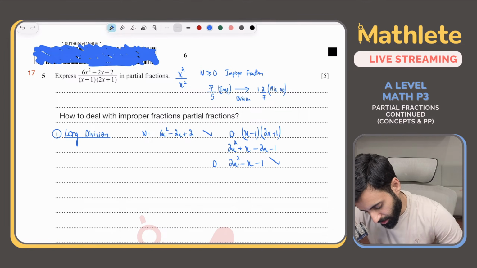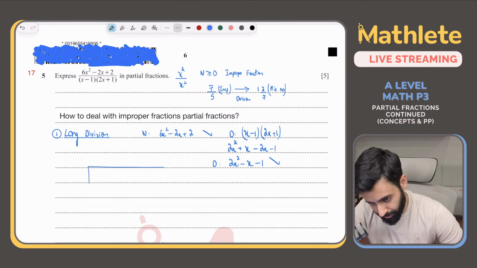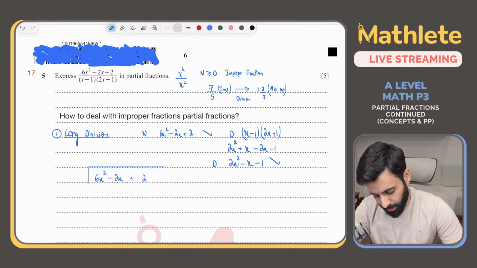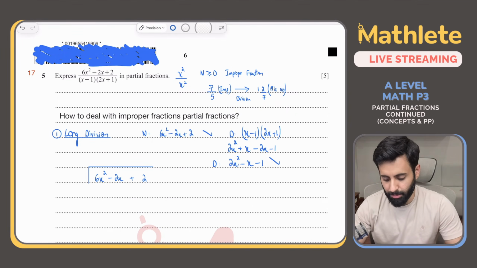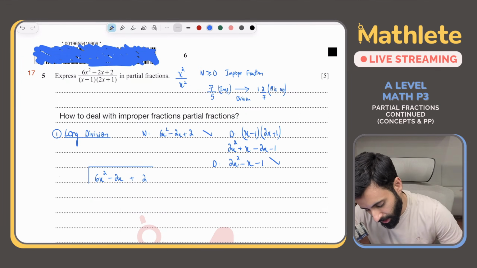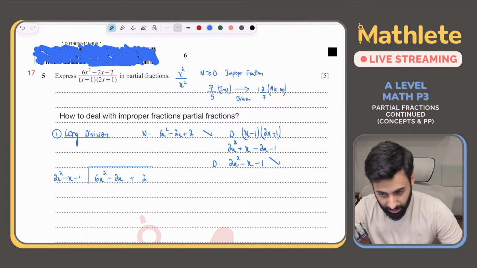So be careful about long division. We have 6x squared. Mariam, I think I know why you're saying that: long division is also used to solve a cubic equation. But right now, our purpose is not to solve a cubic equation. Our purpose is to simply do long division so that we can write it in mixed number form.